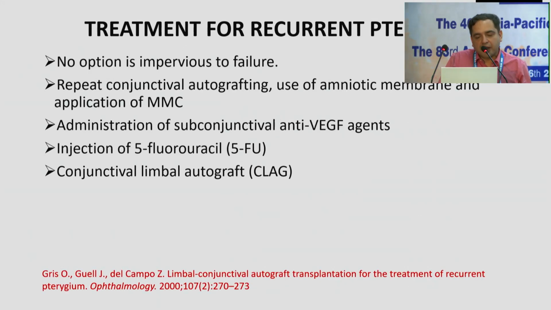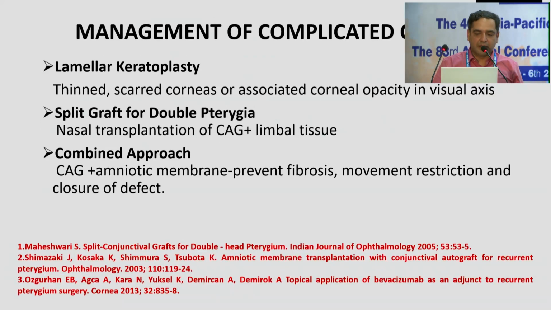Now the treatment for recurrent pterygia. No option is impervious to failure. So a repeat conjunctival autografting, use of an amniotic membrane, application of MMC, a CLAG, injection of 5-fluorouracil, and even administration of subconjunctival anti-VEGF agents have been tried.